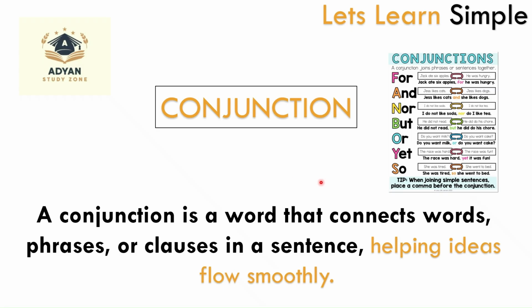First, I'll tell you what a conjunction is. A conjunction is a word that connects words, phrases, or clauses in a sentence, helping ideas flow smoothly. It means we can use conjunctions to join words, phrases, or clauses to make a sentence even clearer. Some examples are for, and, nor, but, or, yet, and so. We can use these as conjunctions. We will move on to the next one.